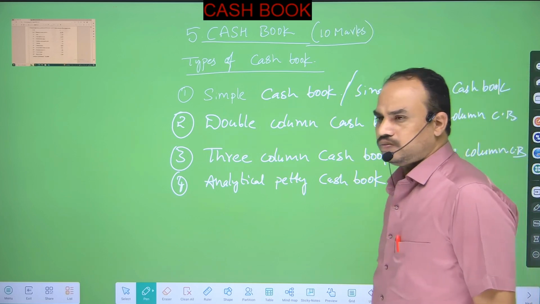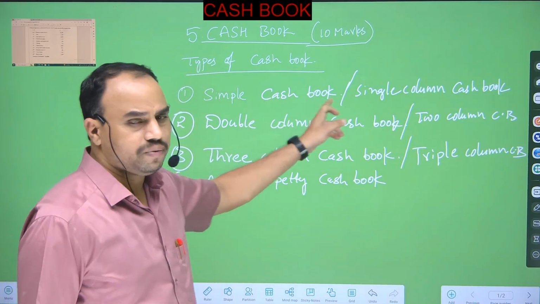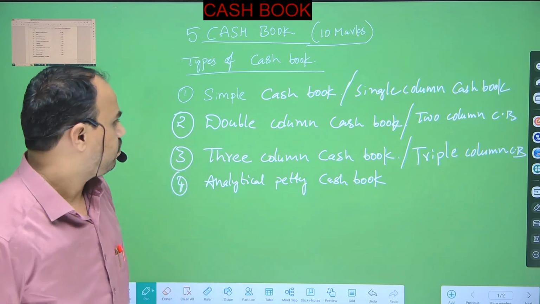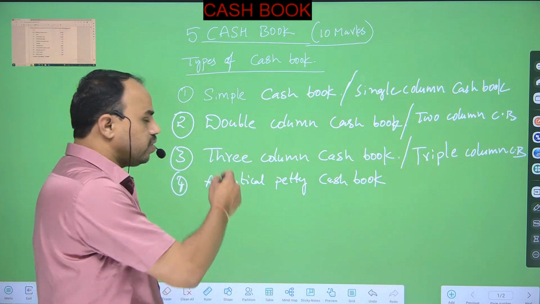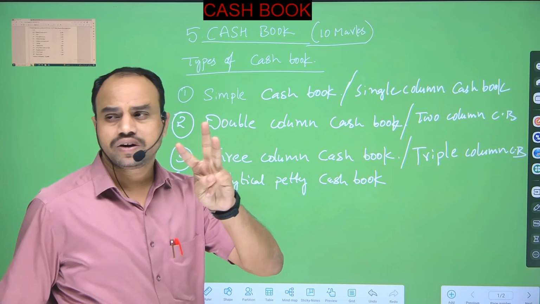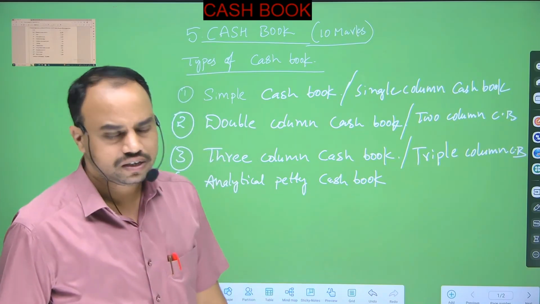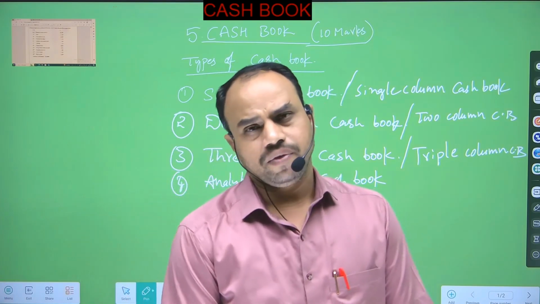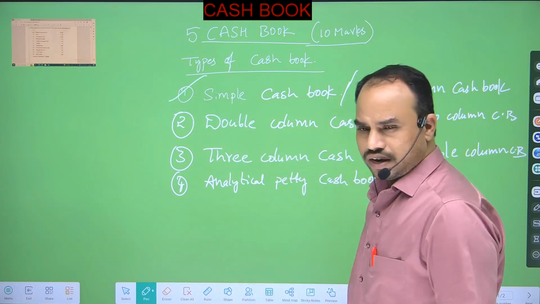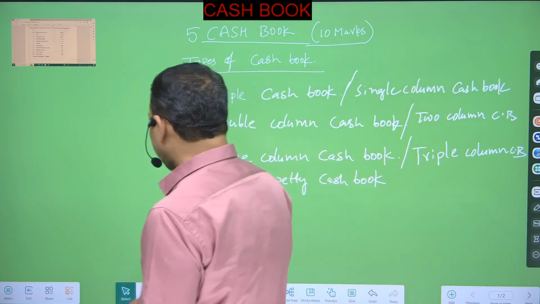So in the single column cash book, we will draw only 1 column for amount. Double column means we will draw 2 columns for amount. And 3-column cash book means we will draw 3 columns for amount. And analytical petty cash book is the fourth type. Today I will explain to you directly the single column cash book. We will start the single column cash book problem. Okay, now just listen.